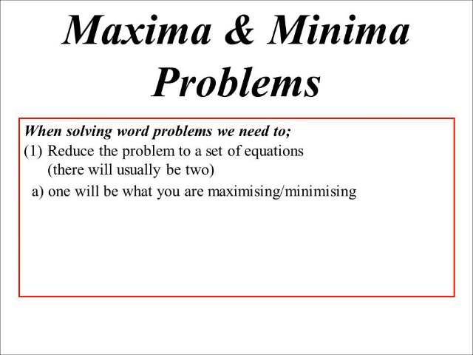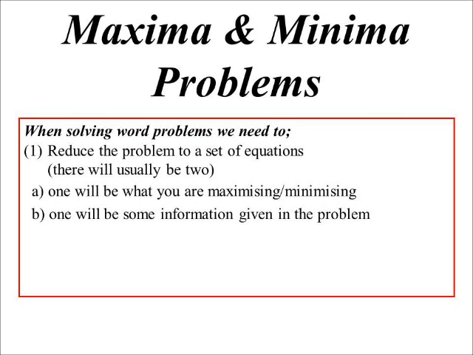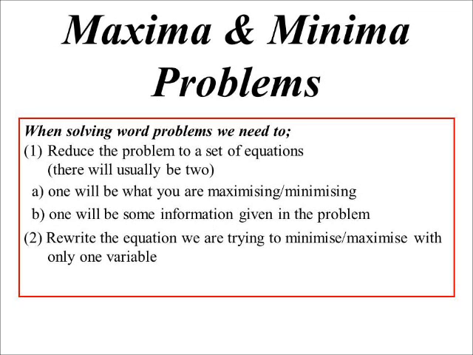Now, one of those equations will be obvious because it'll be what we're trying to maximize or minimize. We're going to need an equation for that. The other equation is usually some piece of given information in the problem. So they might tell you the amount of material you're going to use or something like that. Then we rewrite the one we're trying to maximize or minimize with only one variable, by using the other equation, making one the subject, a bit like parametrics. Make one the subject, substitute it into the other one. And then we use calculus to find our maximum or minimum.